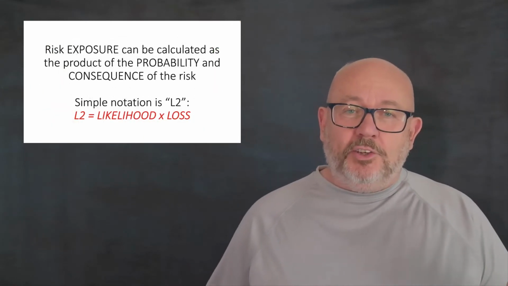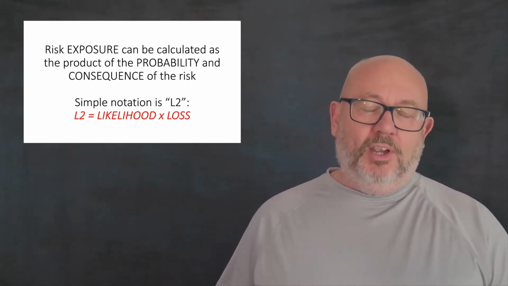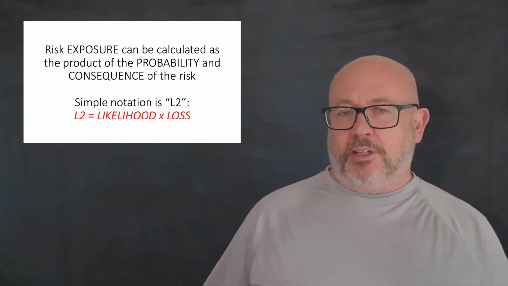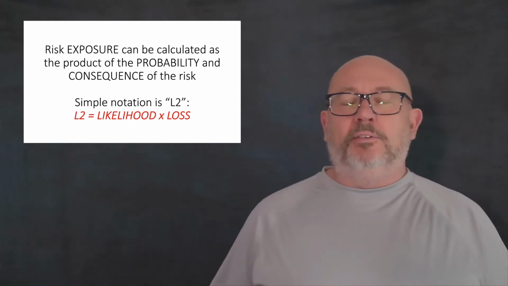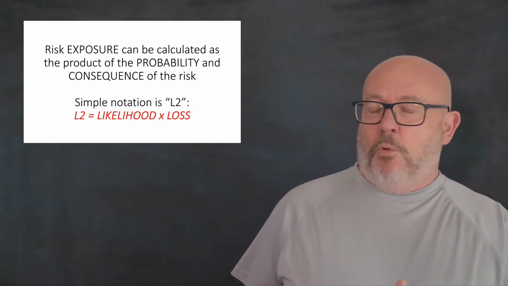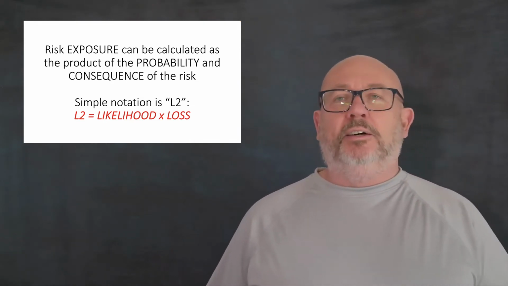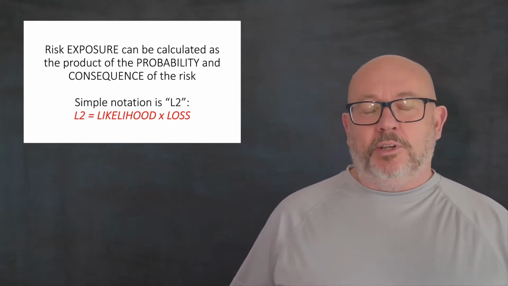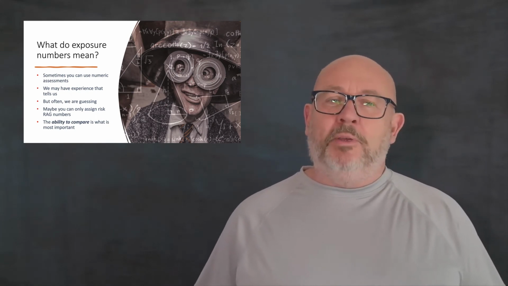Now, the issue is, if we get numbers, we can calculate something called exposure, if you like, the scale of the risk. And risk exposure is usually calculated as the product of the probability and the consequence. One way of looking at it is also to look at likelihood and loss. It's the product of likelihood and loss, the cost of the risk materialising. But what do these numbers mean?